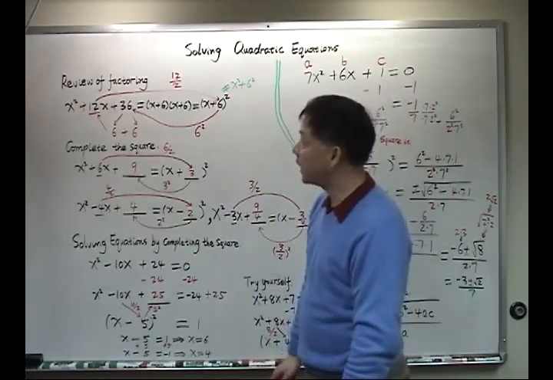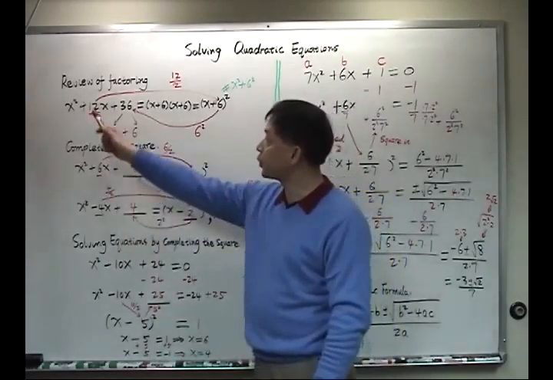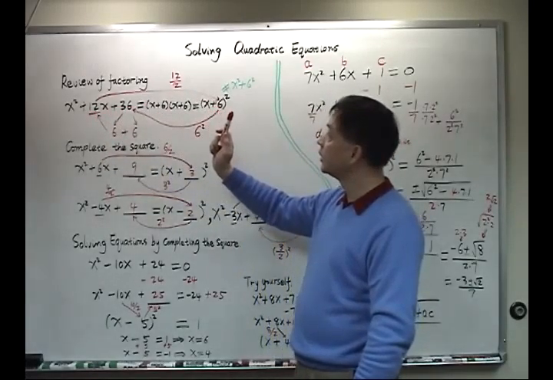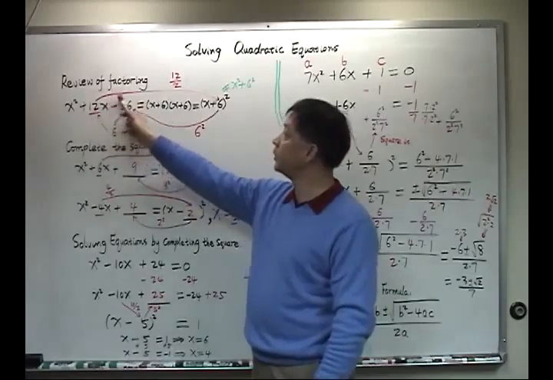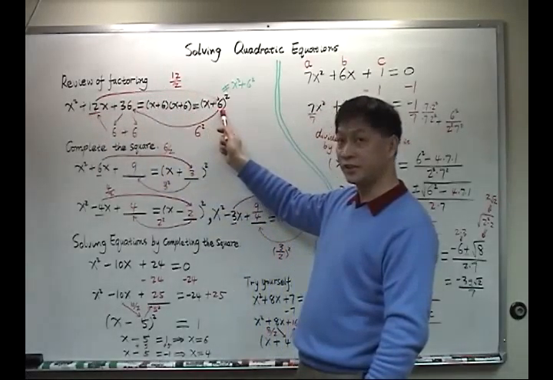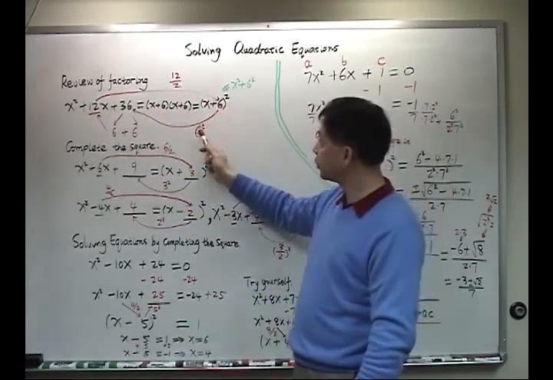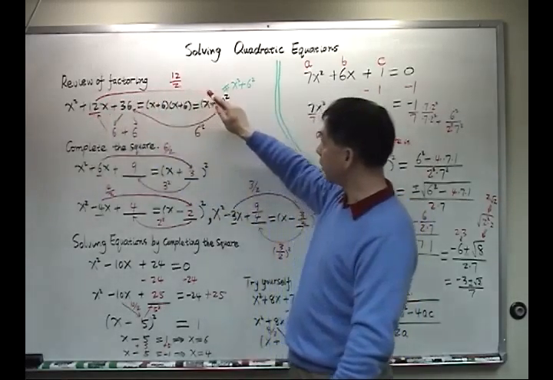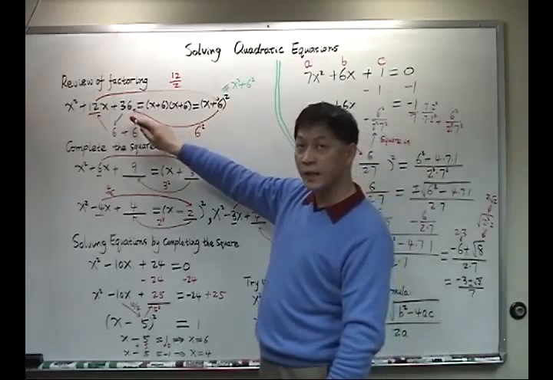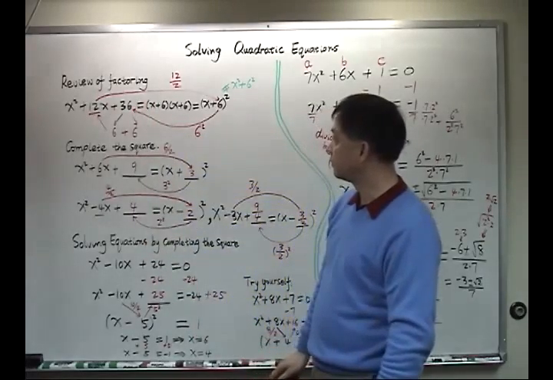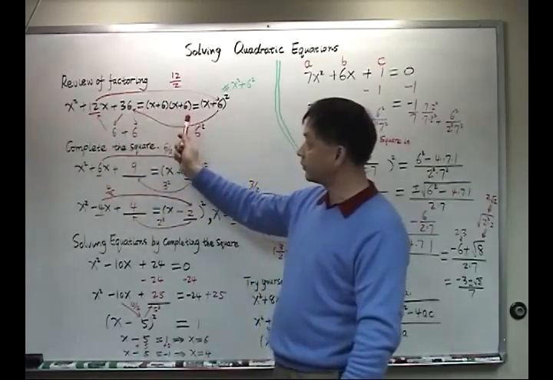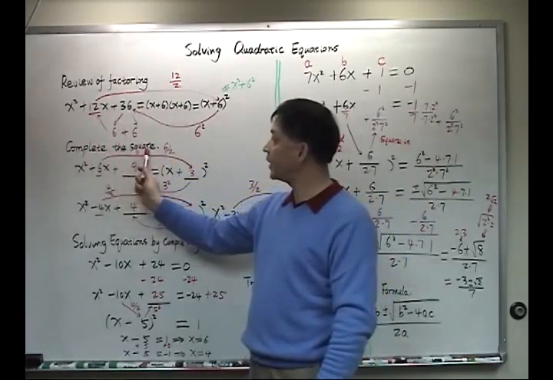Now let's look at the relationship between 12, 36, and 6. We know 12 divided by 2, you have a 6. And then 6 squared is 36. So you go like a circle. Okay? Now, based on the things above, let's finish the square here.